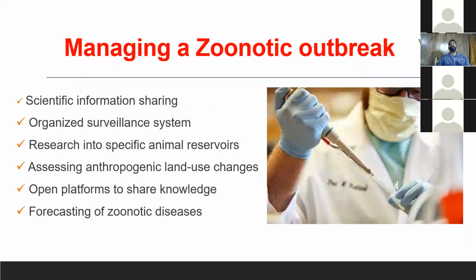Managing a zoonotic outbreak basically requires that information is shared through scientific means, an organized surveillance system, research into specific animal reservoirs, assessing anthropogenic land use changes, open platforms to share knowledge, and forecasting of zoonotic diseases.